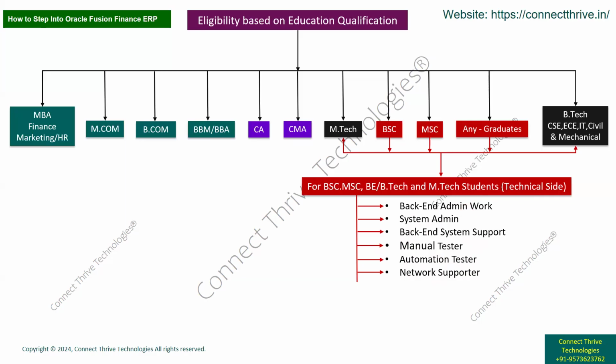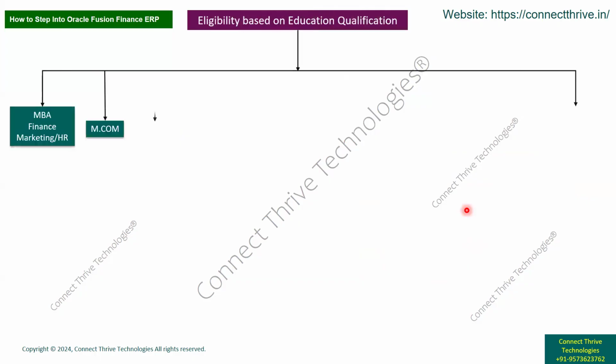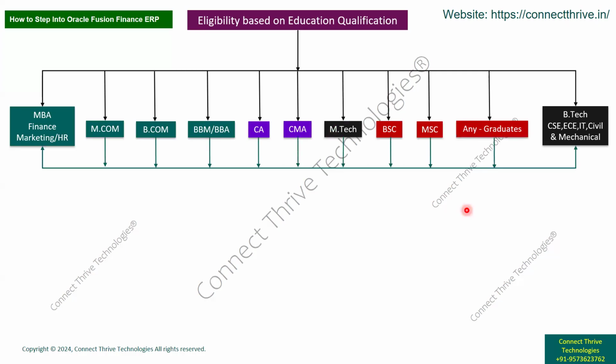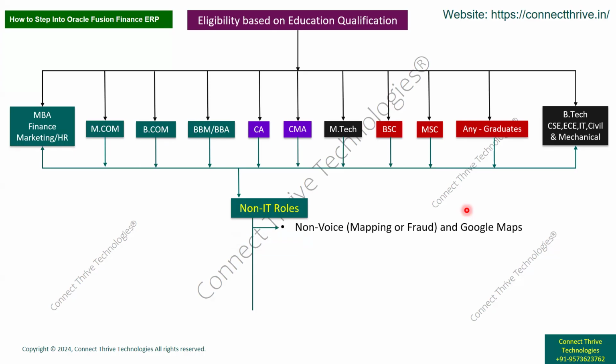So the next one, if you talk about all the domains, I mean to say all the graduates, whether finance side or CA side or technical side, or any other graduate side, some people couldn't get their respective jobs based on their educational qualification. So for the time being, because of personal commitments or financial crisis, they do non-IT jobs like non-voice, like mapping and fraud, Google Maps, and some non-voice processes, mainly AML and KYC.